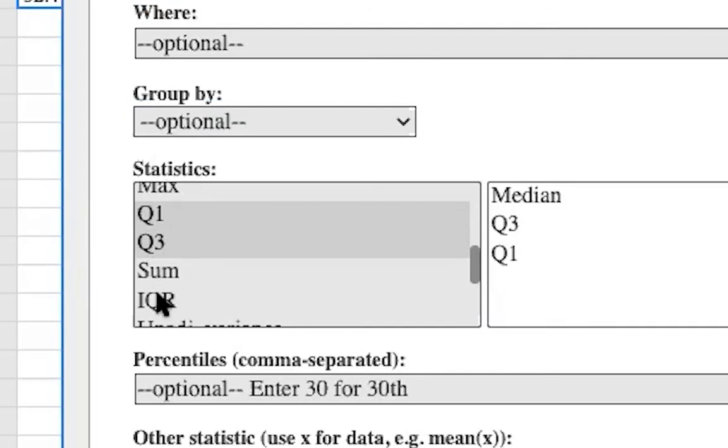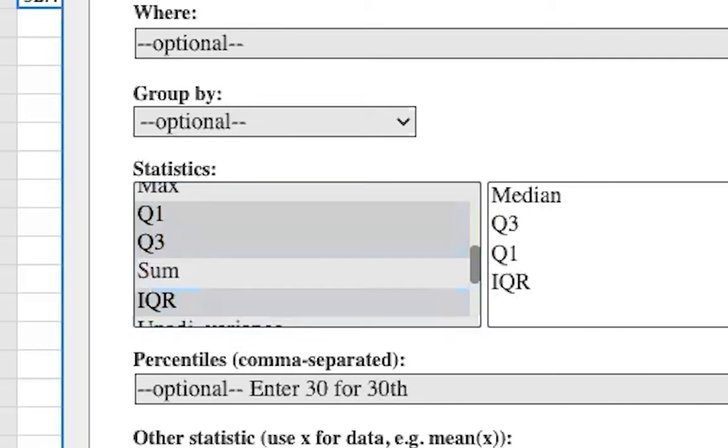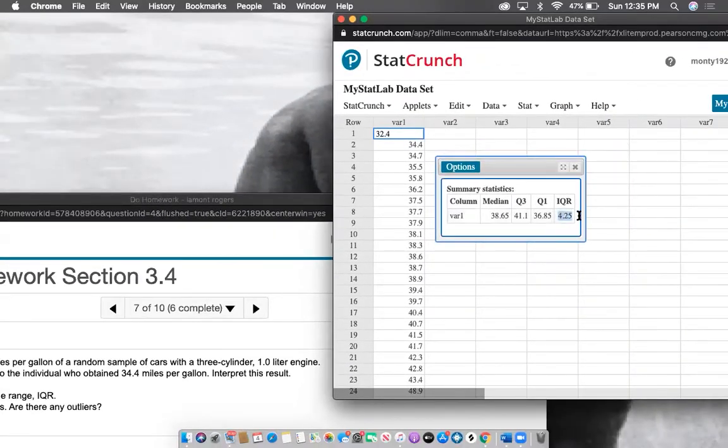On the bottom, you see it? So we don't even need to find it. We could just have StatCrunch find it for us. 4.25. There you go.